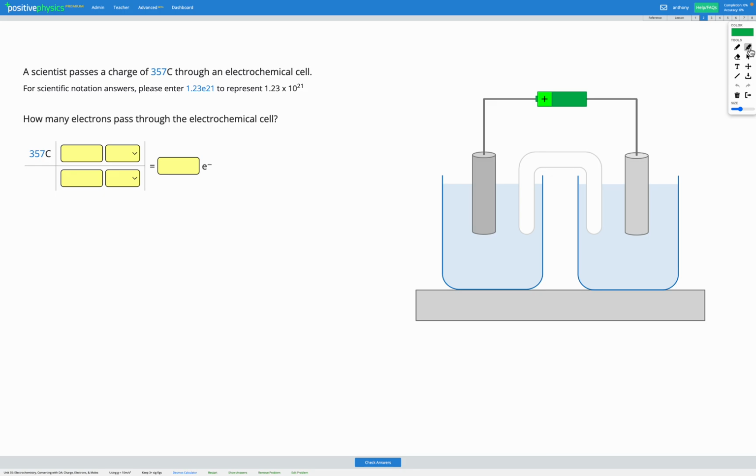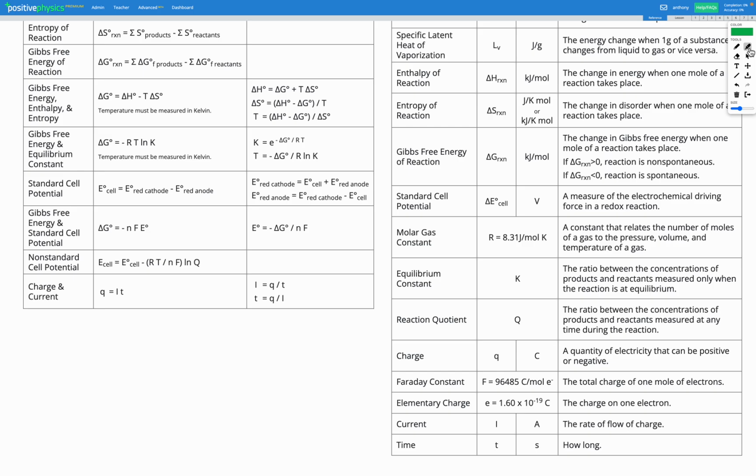In this skill, we're going to be doing conversions involving coulombs of charge. There are two different conversion factors we will be using. One of those is the elementary charge. This is the charge on one electron. The charge on one electron is 1.60 times 10 to the power of negative 19 coulombs.